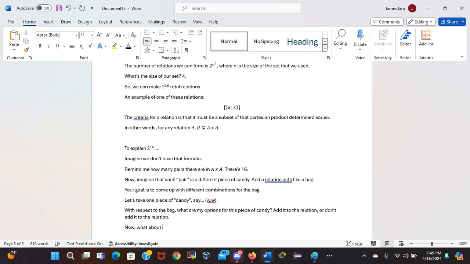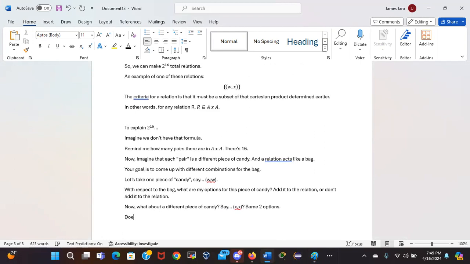Now, what about a different piece of candy? Say XX. Same two options, right? Yeah, same two options. Do these options change for any of the 16 pairs? No. So now I have 16 twos running around. So now there's 16 twos that I have. What do I do with them?